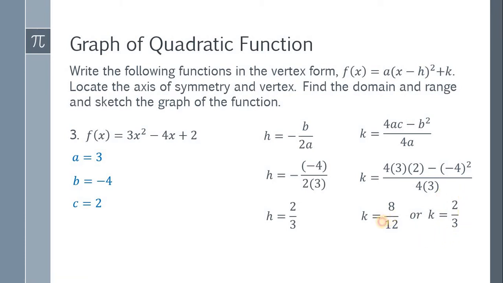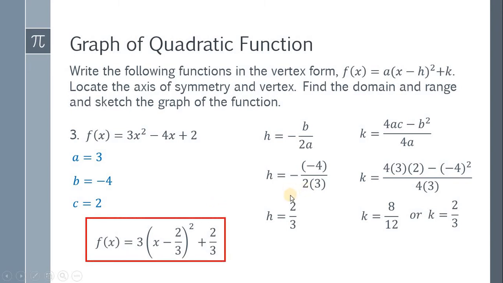Therefore, our vertex form is f of x is equal to the value of our a. What is the value of our a? 3. So, we have 3 times x minus our h, which is 2 over 3, plus our k, which is 2 over 3. And we're done.